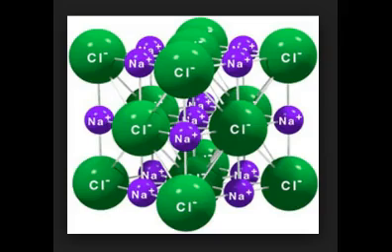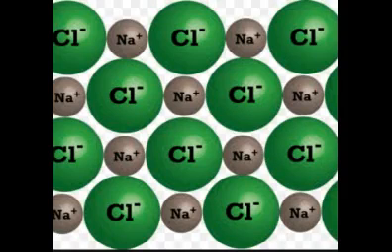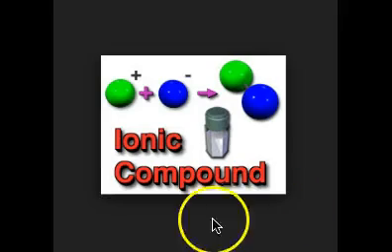Ionic compounds consist of ions that are held together by ionic bonds. These bonds form when metals transfer electrons to nonmetals. Ionic compounds exist as a matrix of many ions called a crystal. Sodium chloride, or table salt, is an example of an ionic compound.